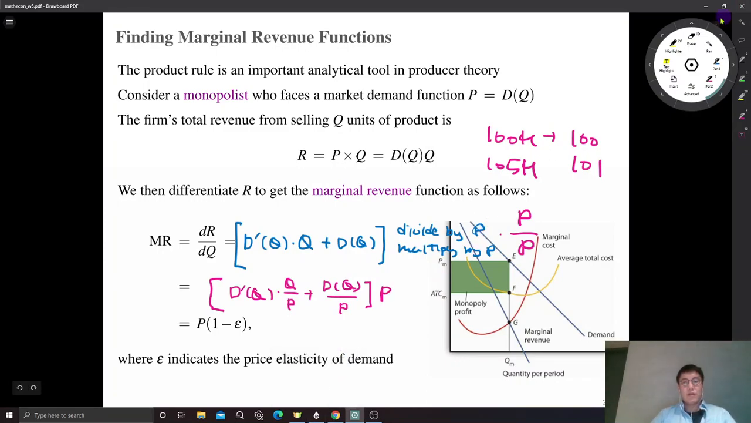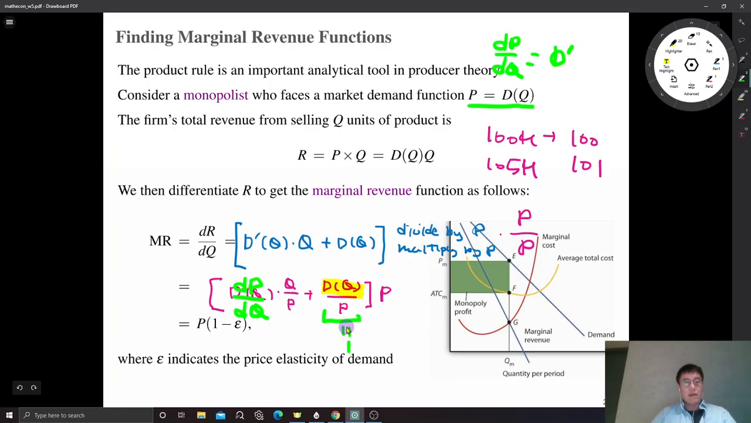But d of q is a price. d of q is equal to price, so that is equal to 1. And d prime can be written as dp over dq, because p is given by d over q. So d prime, the derivative of this, can be written as dp over dq. So we have this.